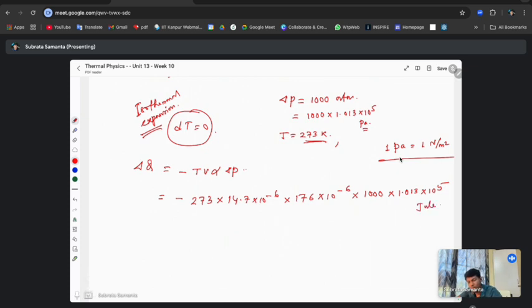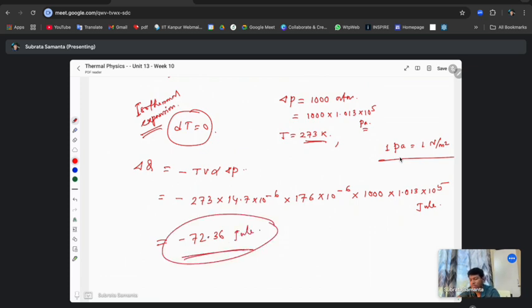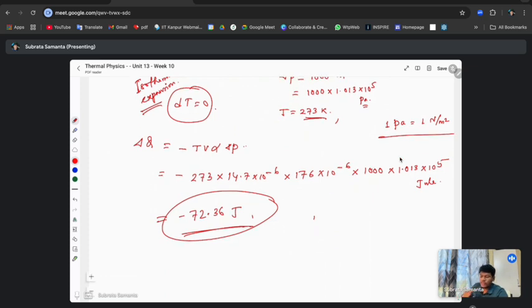So basically use your calculator to calculate the number. This is basically minus 72.36 joule. Please cross check this. Okay, minus 70.36 joule. In short, J. So this is delta Q, minus 70.36 joule.